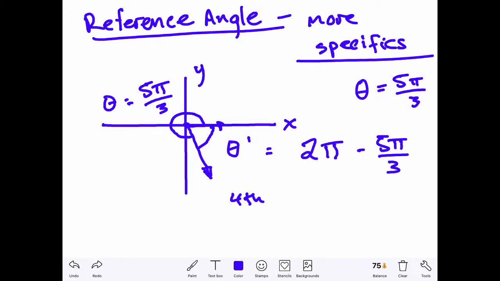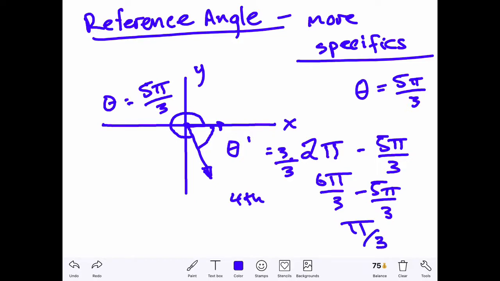Now, let's get the same common denominator by multiplying by 3 over 3. That would be 6 pi thirds minus 5 pi thirds. And that leaves me with pi thirds. So my theta prime here is pi thirds. And pi thirds is the same as 60 degrees. Hopefully we're starting to correlate these ideas in our mind. Of course, we have those on page 472 if we want to look at those further.